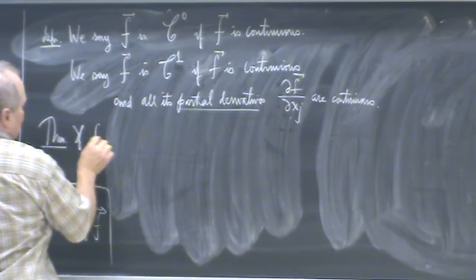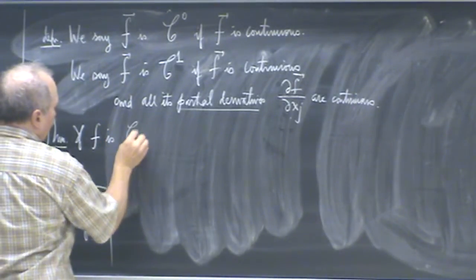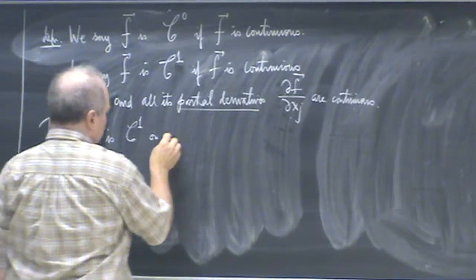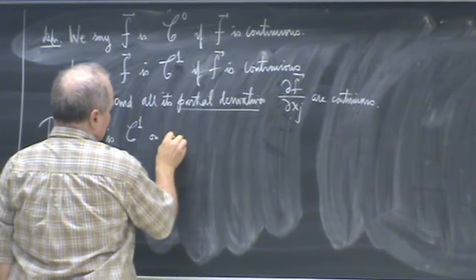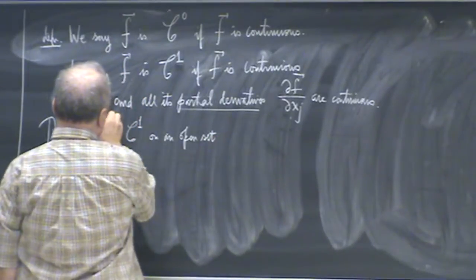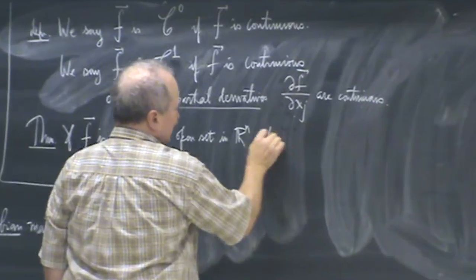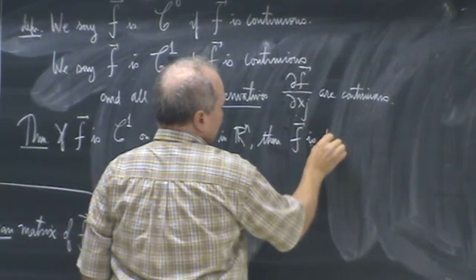And so, as Taylor suggested, the theorem is going to be: if f is C1 on, and I'm just going to say an open set here, then f is differentiable.